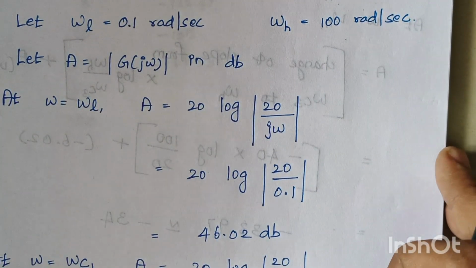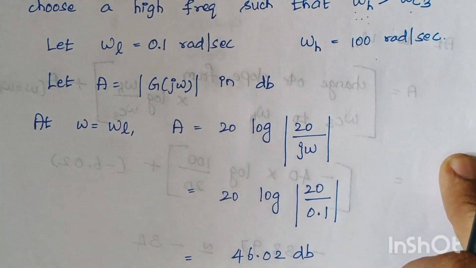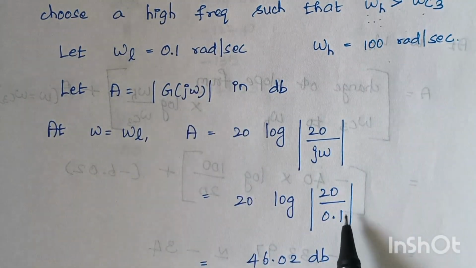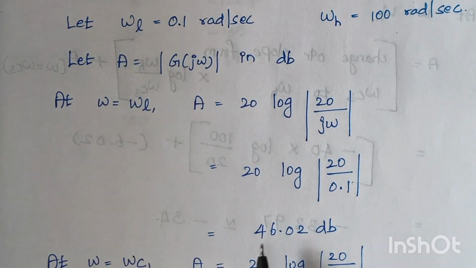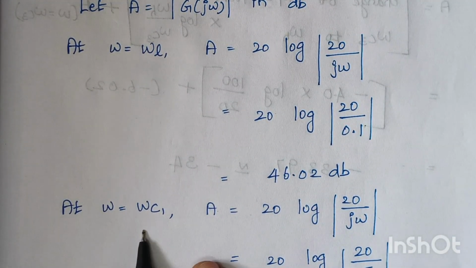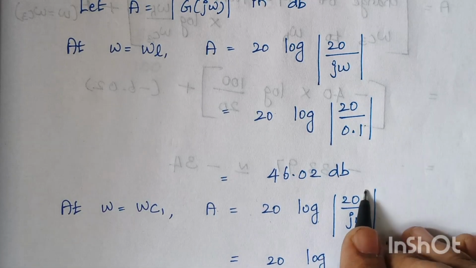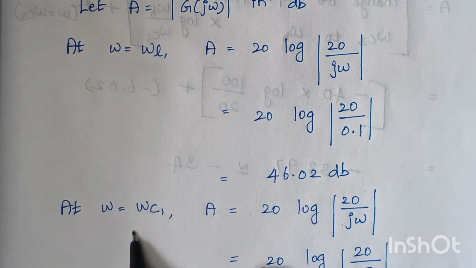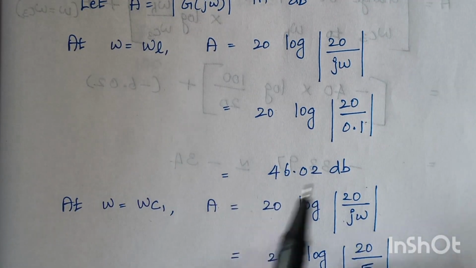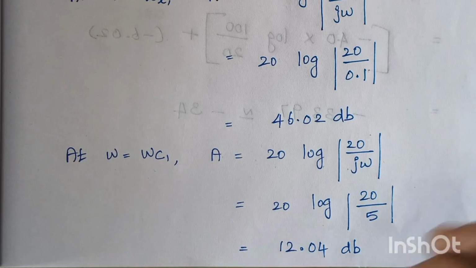So 20 log of 20 by j omega, right? So what is the value of omega? We have taken omega L as 0.1. So just substitute the values and find out. We are getting 46.022 decibel, right? At omega equal to omega C1, A is given by 20 log of 20 by j omega. So what is the value of your omega C1? Its value is 5, right? So just substitute the value and calculate. You are getting the value as 12.04 dB, right?